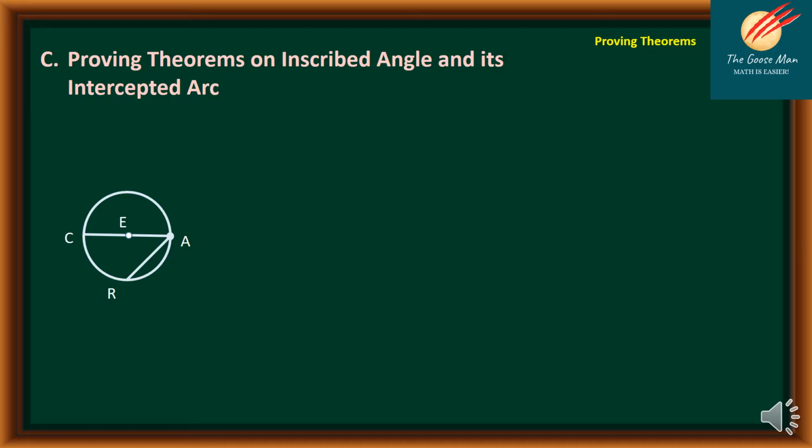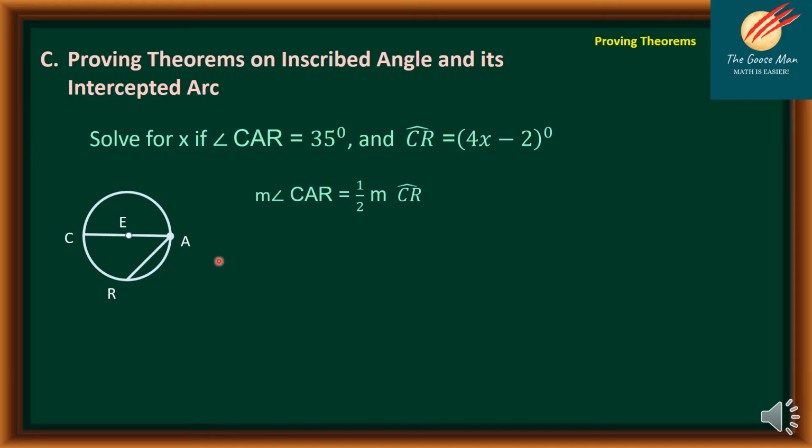So let's have another example. We would like to solve for x if angle CAR is equal to 35 degrees and arc CR is equal to 4x minus 2 degrees. So again, we will start with the measure of angle CAR is equal to 1/2 the measure of arc CR. By substitution, we have 35 is equal to 1/2 times 4x minus 2.